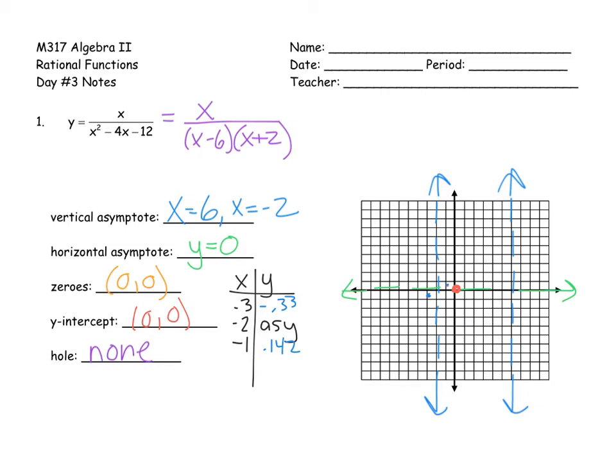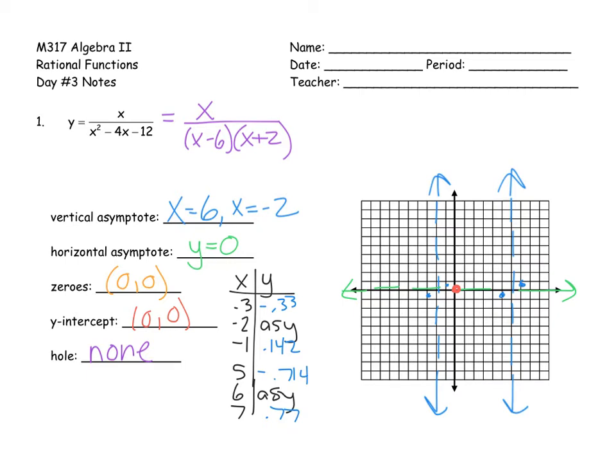And then on the other asymptote with 6, I'm going to choose 7 and 5 to be my points. If I plug in 5, I get -0.714. And plugging in 7, I get 0.77. So again, if I plot these, that's what I'm looking at.